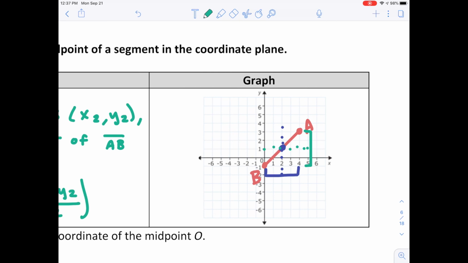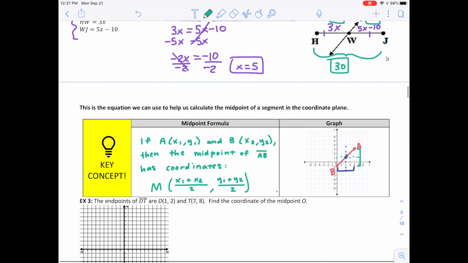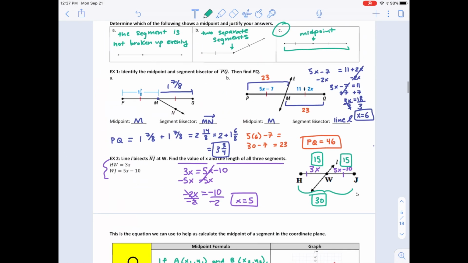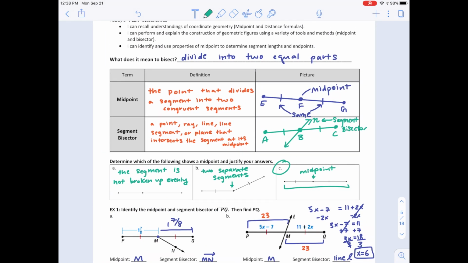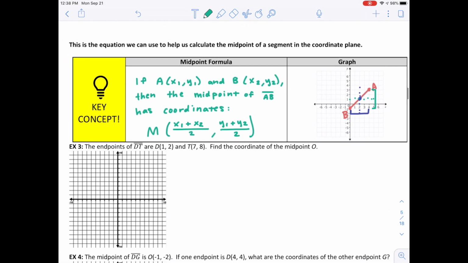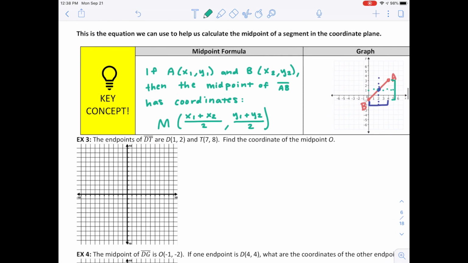Conceptually, it seems a little crazy, but in practice, it's actually not that bad. So again, this is just taking what we learned about midpoint at the top and saying, how can you find a midpoint if you are told to graph some points? So let's do an example. Example 3, the endpoints of line segment DT are 1, 2, which is point D, and 7, 8, which is point T.